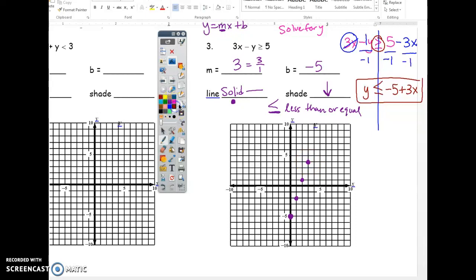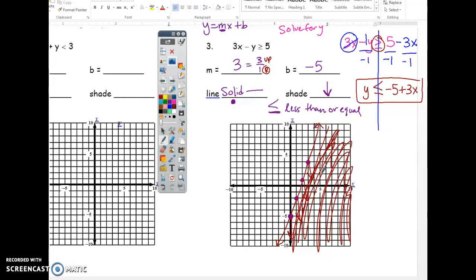Now, if you did this by hand, you start with the -5 right here, and you go up 3 to the right 1. That's why you're going up 1, 2, 3 over 1, up 1, 2, 3 over 1, up 1, 2, 3 over 1. Draw a solid line and shade everything below to the bottom. So again, you're shading on this side.